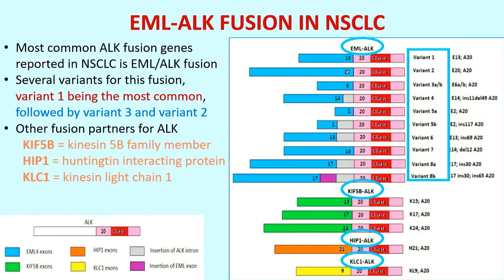Next slide, please. So it is the depiction of various variants of EML4-ALK fusion. We can see variants 1 to 9 are there. The most common one is the EML4-ALK fusion, with variant 1 being most common, followed by variants 3 and 2. EML4 can fuse with others also, like KIF5B, HIP1 and KLC1. As of now, there is no significance of these other fusions. We have only the significance of EML4-ALK fusion in clinical practice. Next slide.